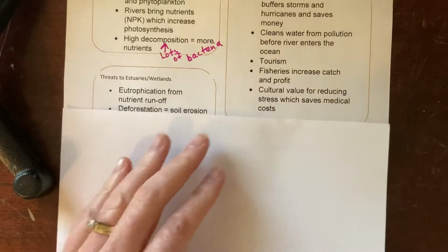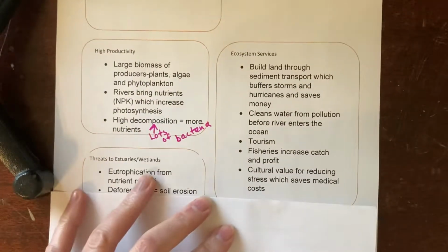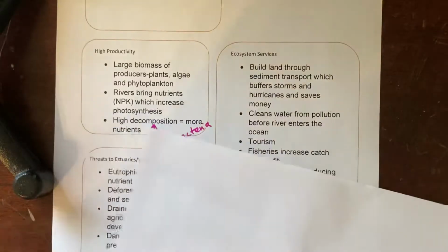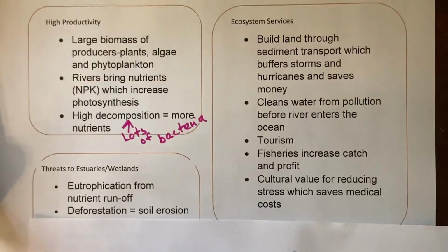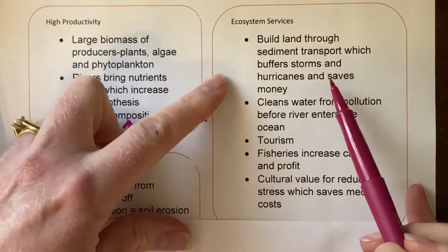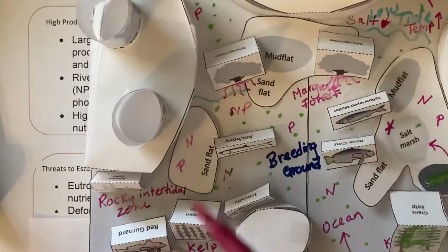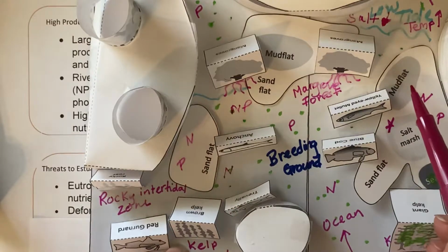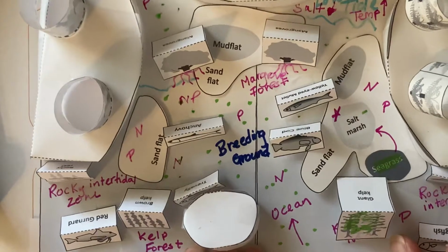All right, so ecosystem services. So here are some things that estuaries do that are important for humans. An ecosystem service is something that humans get from nature for money or survival. So estuaries build land through sediment transport, which buffers storms and hurricanes and saves money. So these sand flats here, mud flats, sand flats, they buffer storm action.